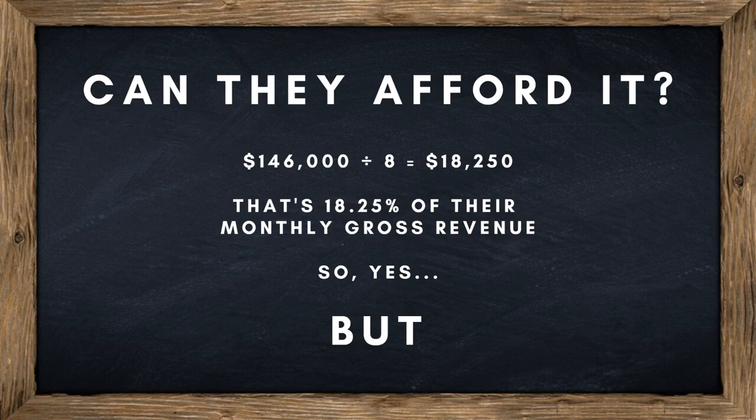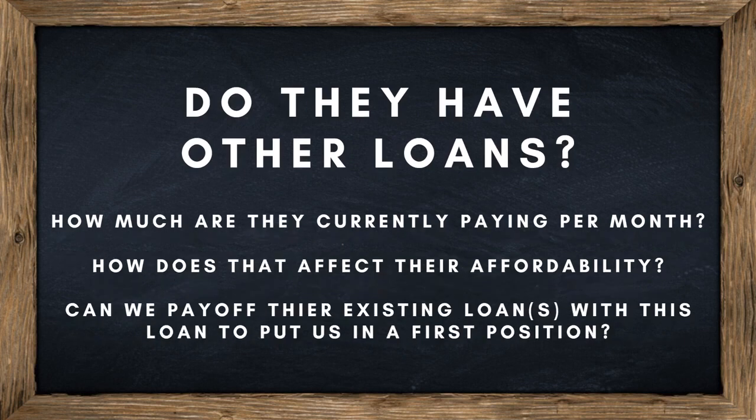Okay? But do they have other loans? Right? Do they have other loans that they're currently paying for? At 18% of the maximum, if they already have 8% of their monthly gross revenue going out the door, paying off other loans, then they only can afford 10% of their monthly gross revenue in repayment. So could they afford the loan in that case? If 8% is already tied up with another loan, nope, they can't.